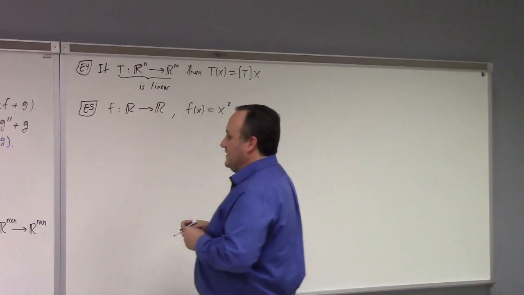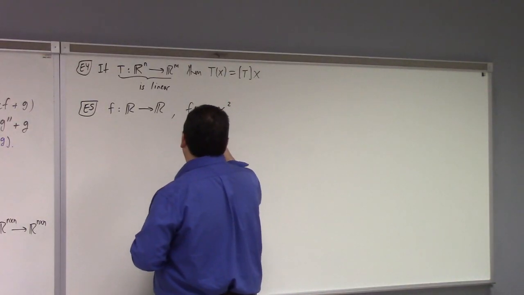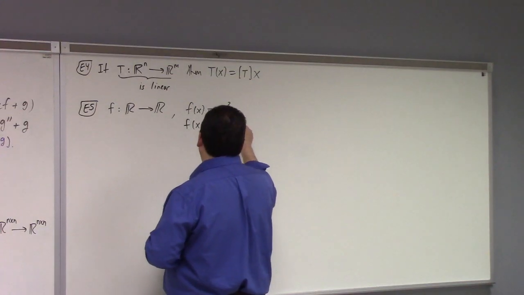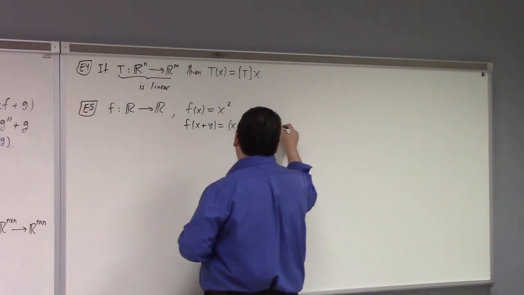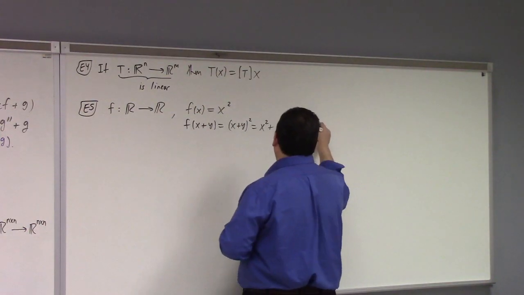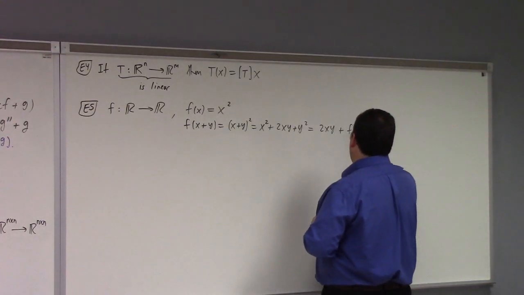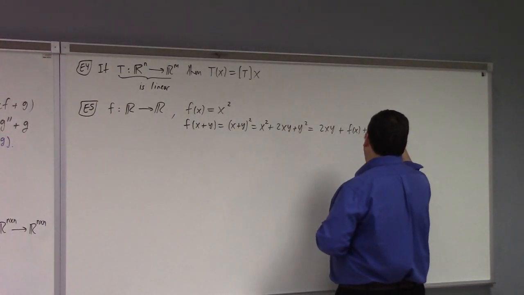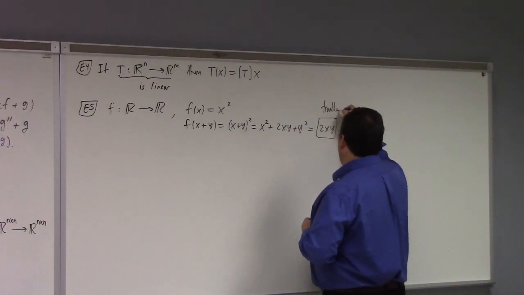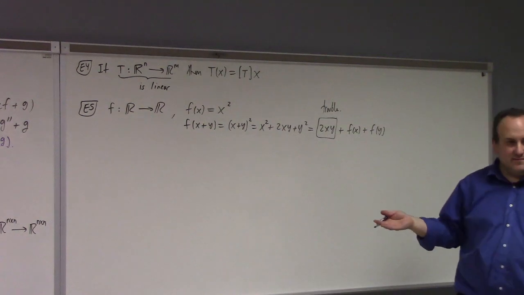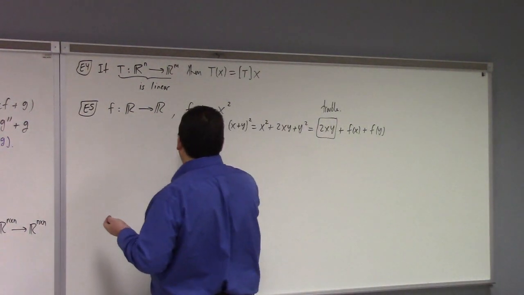This is a nice function. We like this one. Is this linear? Well, we take f of x plus y. What do we get? As you can see, we get x squared plus 2xy plus y squared, which is not f of x plus f of y, right? So this is trouble. It's not additive. It's not even homogeneous either, right? What happens with f of cx? What happens there?